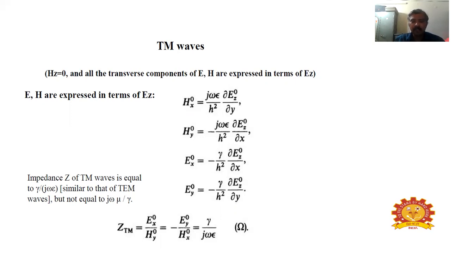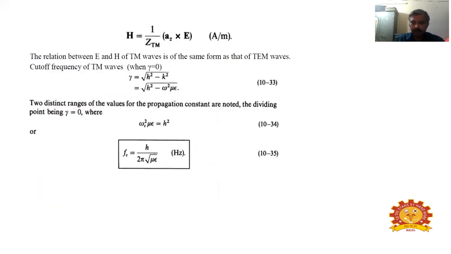Therefore, Z of TM, the impedance of a transverse magnetic wave, is equal to E of X by H of Y, that is equal to minus E of Y by H of X, that is equal to gamma by j omega epsilon ohms. So this is about transverse magnetic waves. For transverse magnetic waves, we can find H by the formula H is equal to 1 by Z of TM into A of Z cross E, where A Z is the unit vector along the direction of propagation, that is along the Z direction, Z of TM is the impedance of the transverse magnetic wave, and E is the electric field intensity.